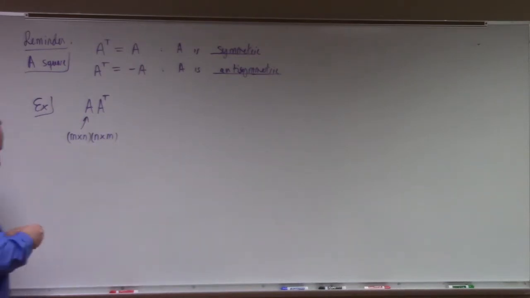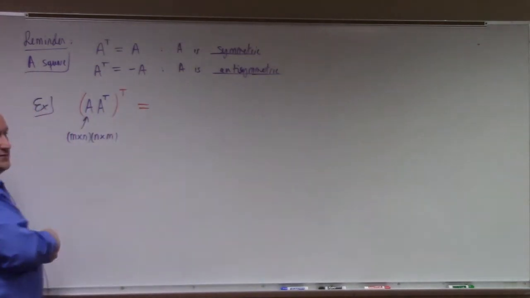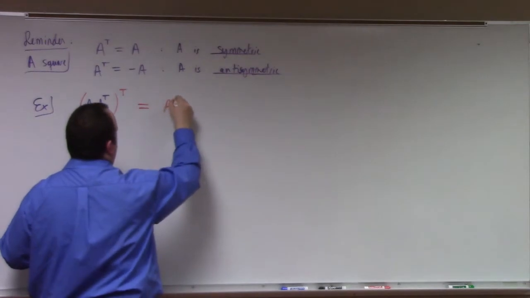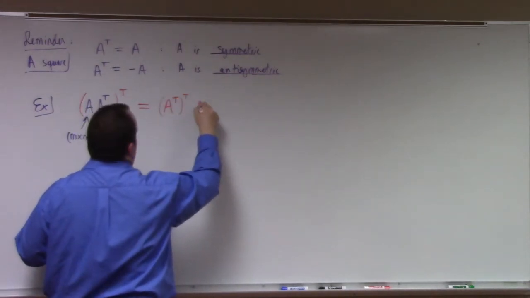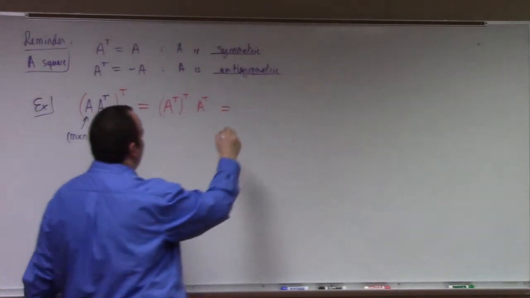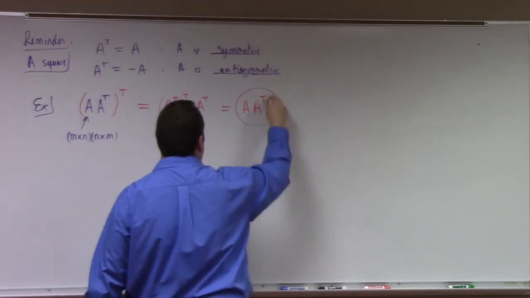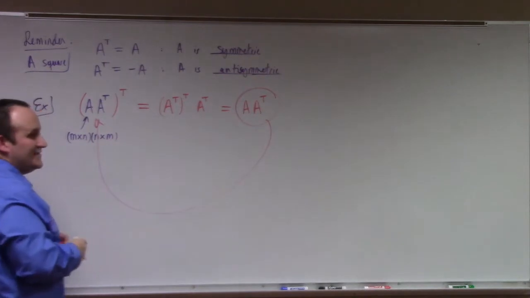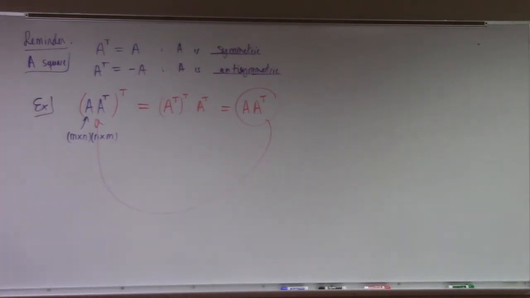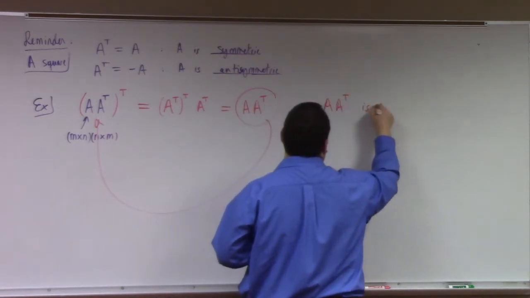And what else can we say about this product? What happens if we take the transpose of this guy? Sock shoes, right? So this is A transpose, A transpose transpose, which is what? Which is what? That's back where we started again. So therefore, A transpose A is symmetric.